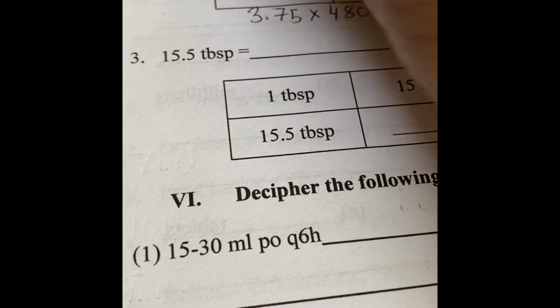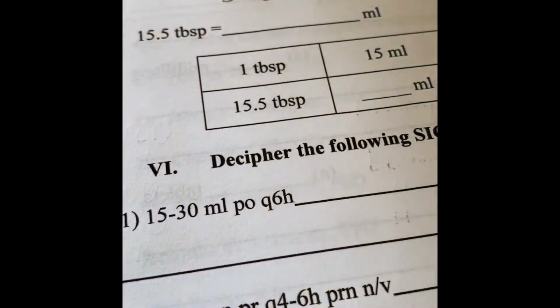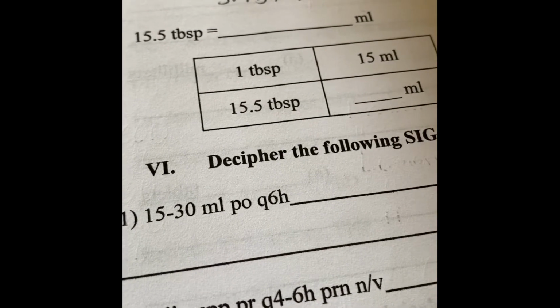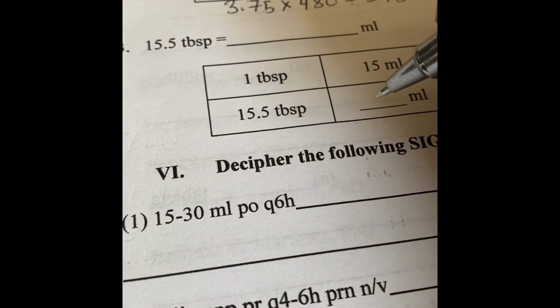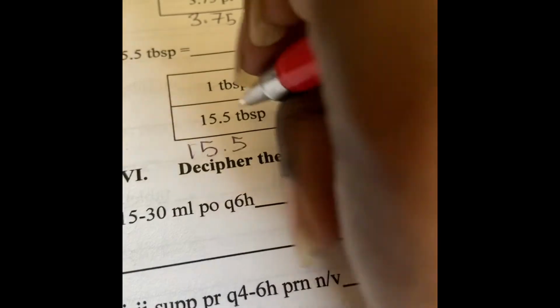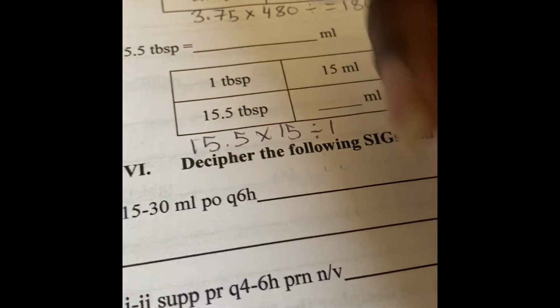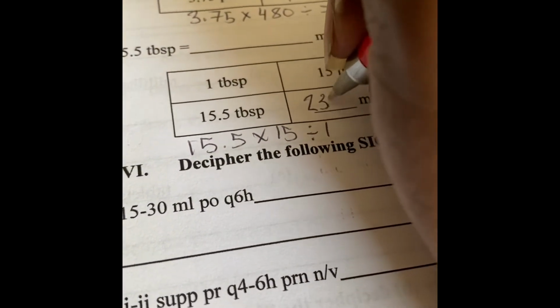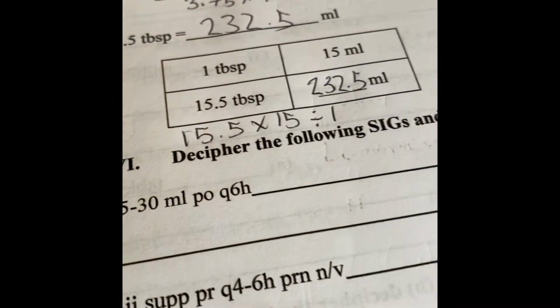Okay, so then 1,800 ml, 1,800. So for number 3, we have 15.5 tablespoons. 1 tablespoon is equivalent to 15 ml. So you're going to do 15.5 tablespoons, multiply that by 15 ml, and divide that by 1, which will give you 232.5 ml.